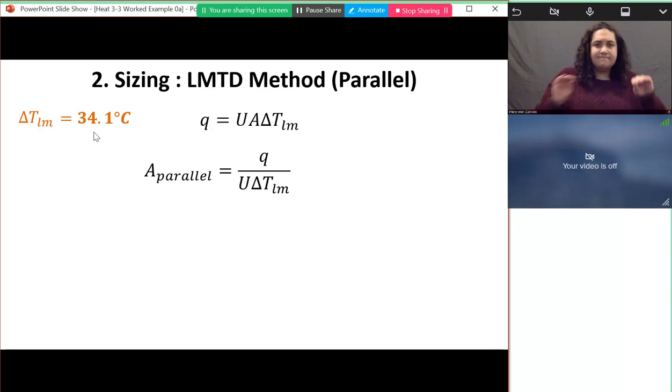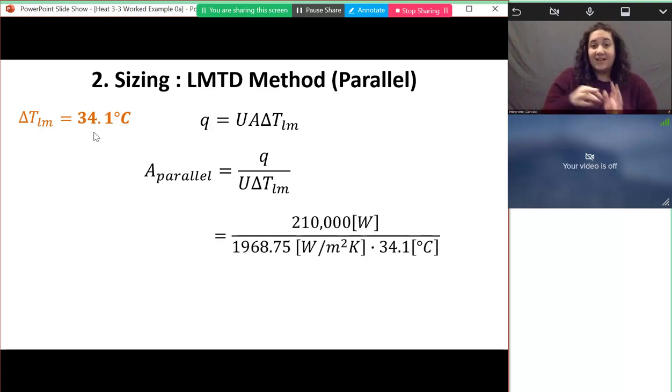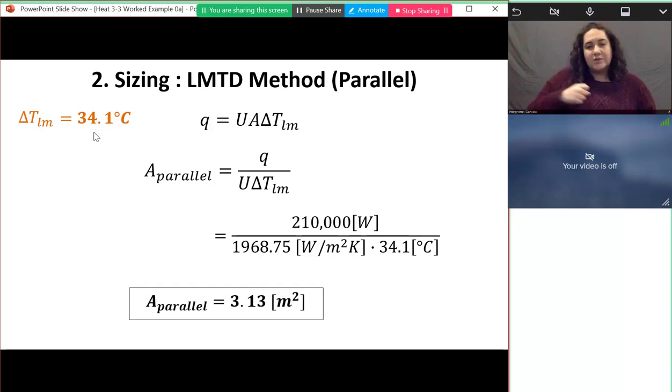Once I know my effective heat transfer coefficient, now I know everything in this equation. So I can put some things into my calculator, check my units, and I find that the area is 3.13 meters squared. And that's good because that's what the problem asked me to find. So now I know how to find the area. So I did this for the parallel flow heat exchanger. And now we're basically going to do the same process for the counterflow heat exchanger.